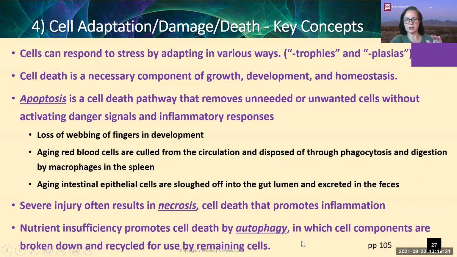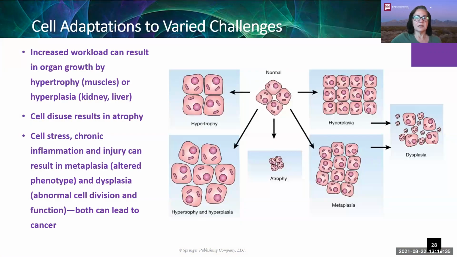Okay, this information you can find on page 105 of our text. Here are the different pathies. So normal cells here in the middle, if we work them a lot, we need them to grow a lot, they get bigger. This is known as hypertrophy, or we can make more of them. This is called hyperplasia. If we do both things, then we get more big cells.